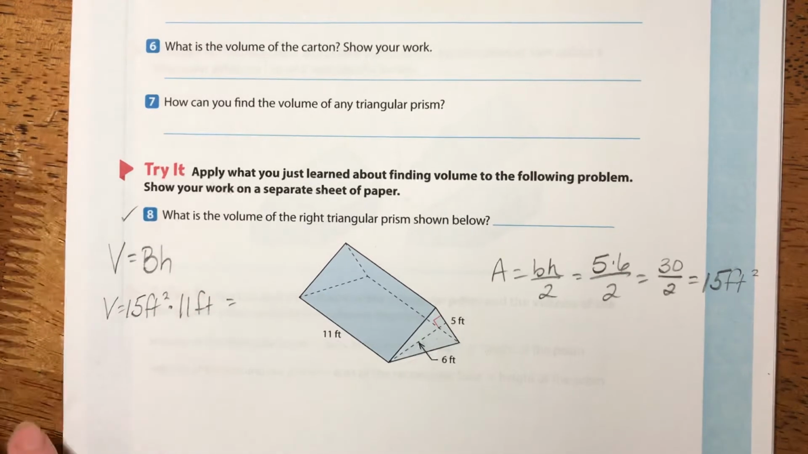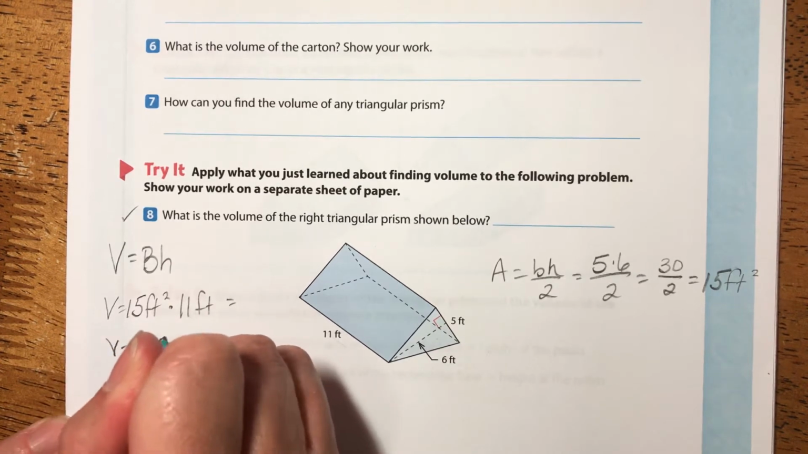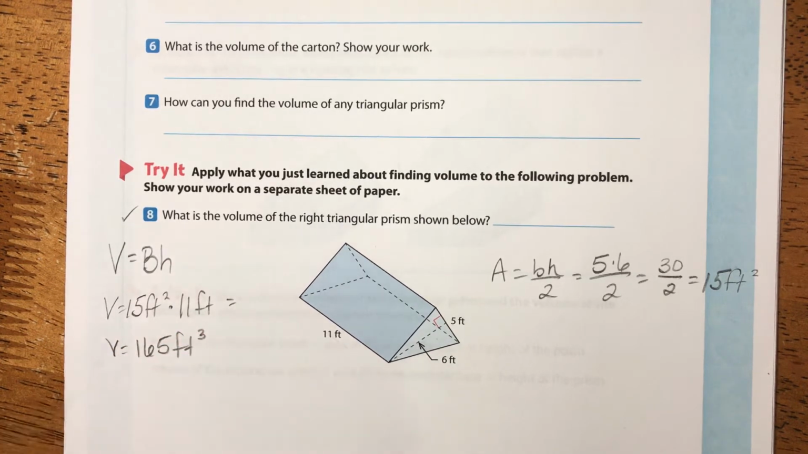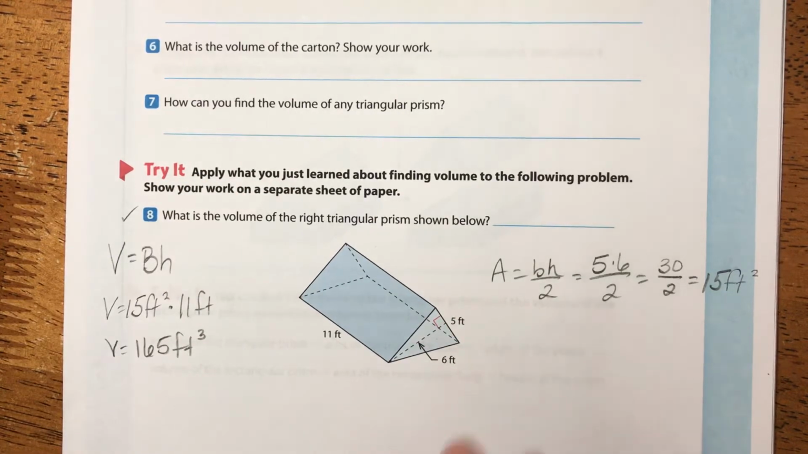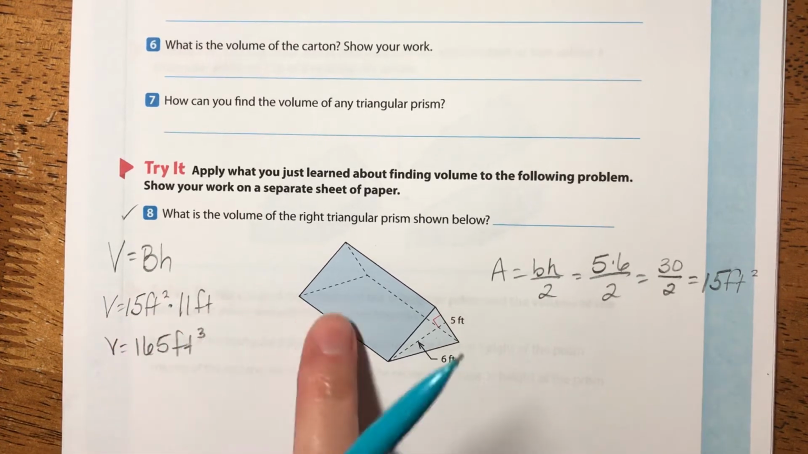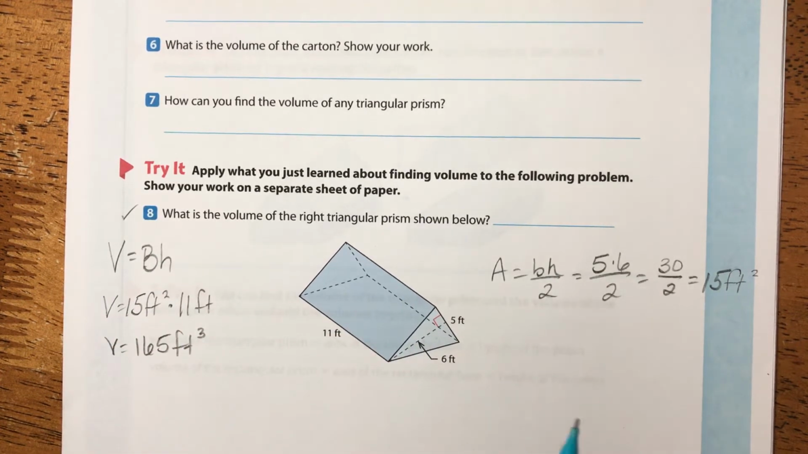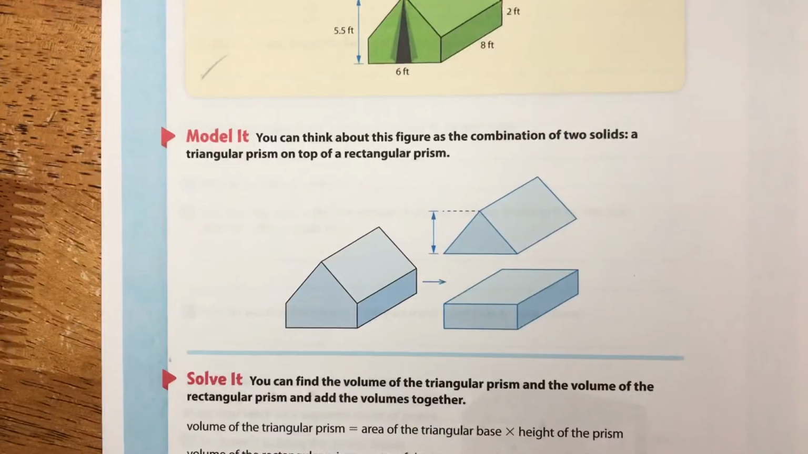So 15 times 11. I'm going to use my calculator. And that is 165 cubic feet. So you find the area of the base, I did that here, and then you bring it back and you multiply by how high or how long it is, okay? All right, let's keep going.